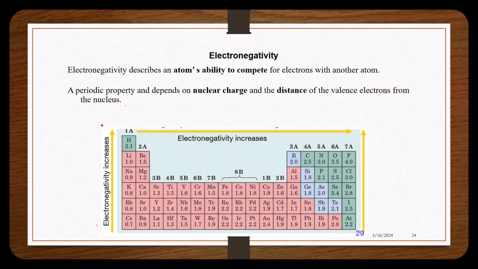Going up the column, we can see that electronegativity increases, and this is because the distance decreases as we go up the column because of the shells. Where period 1 would have 1 shell, period 2 would have 2 shells, period 3 would have 3 shells. So these valence electrons at the bottom would be much further away than the valence electrons at the top. And we know from Coulomb's law that as the distance increases, the force will decrease.